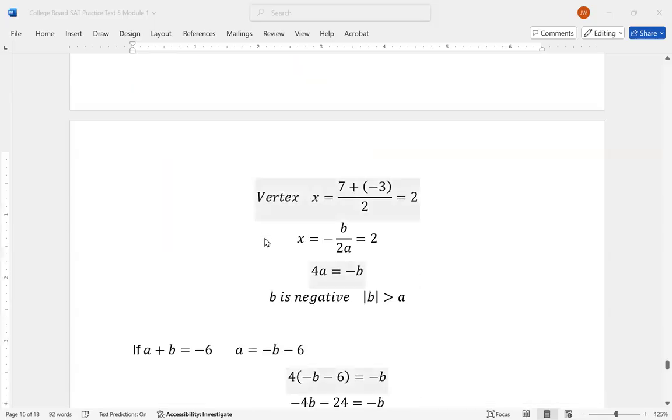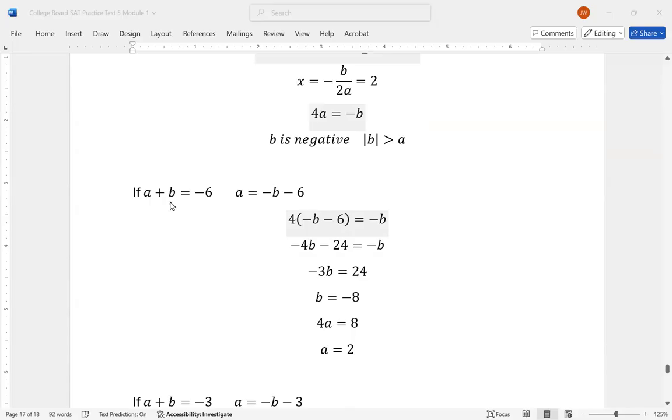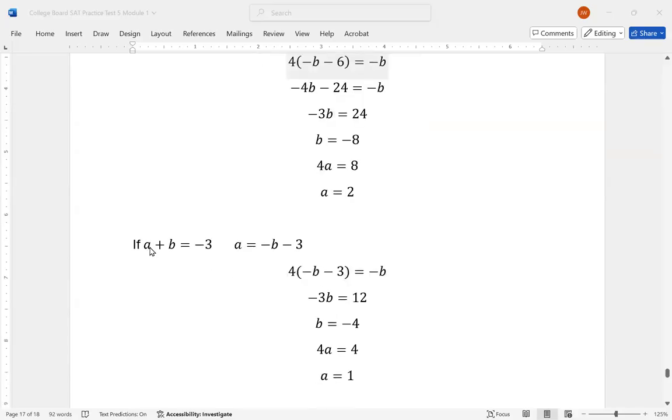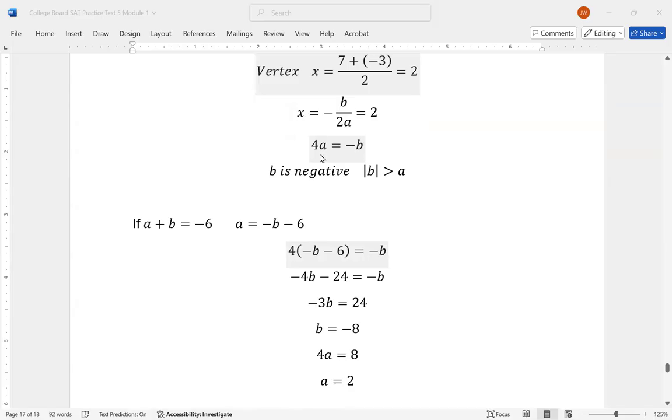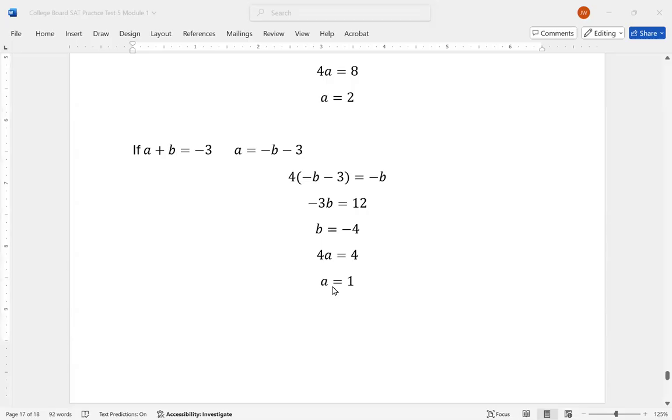So that's the idea. Vertex is opposite of b over 2a, and then that comes with this equation. And then I have another equation, which is a plus b equals negative 6, or a plus b is equal to negative 3. We solve those, we get a solution essentially for each pair of equations. One is 4a equals negative b. The other is a plus b equals negative 6. We get a solution, and then we see which solution fits. And obviously this one did not fit because a needed to be bigger than 1, an integer value greater than 1.